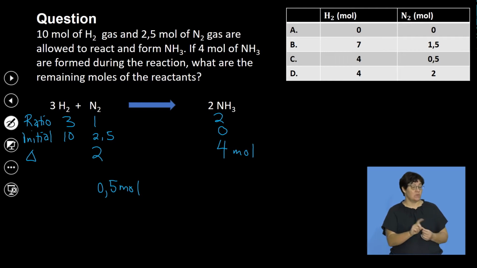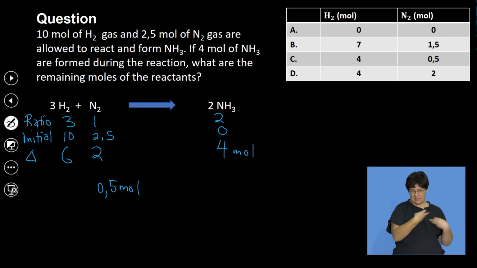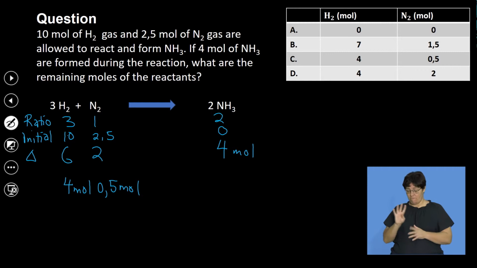So what do we have here? We have 6, right? Because 2 times 3 gives us 6. So if we started with 10, the remaining will be 4 if we reacted 6. So this is what remains for hydrogen and for nitrogen.